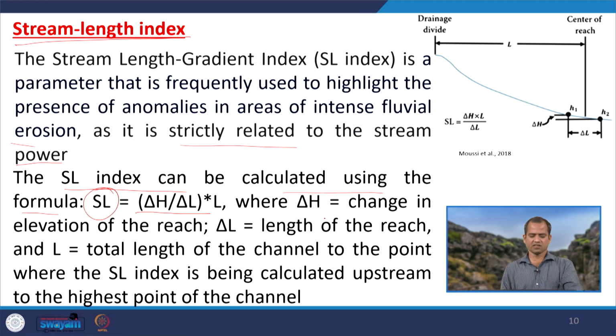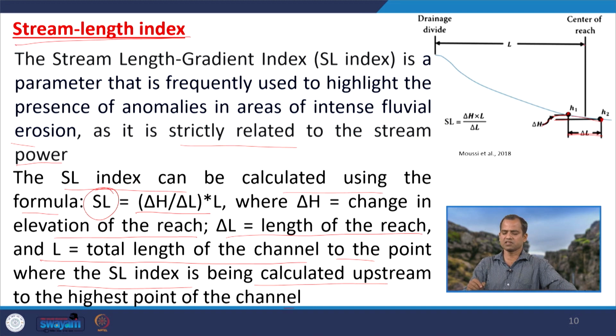What is delta H? It is the change of elevation of this ridge. For example, if you see here, this is the first point of study, this is the second point of study, and the elevation difference between these two is called delta H. Similarly, delta L is the length of the ridge, that is the horizontal length of the ridge, and this is the actual length of this ridge. So, that means L is the total length of this channel from the point where the SL index is being calculated upstream to the highest point of this channel. So, this is the L, this is the highest point, and this is the point where we are calculating. So, this is the L.